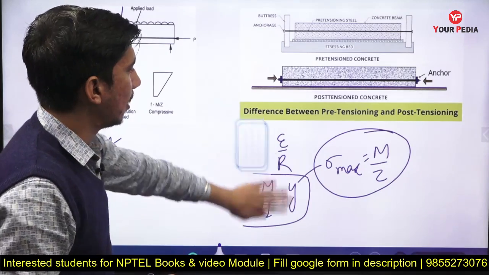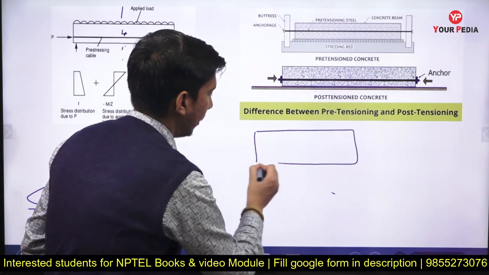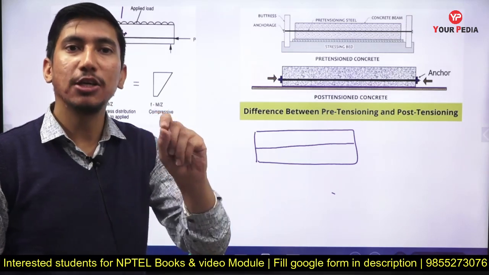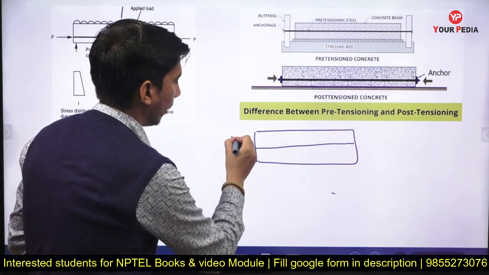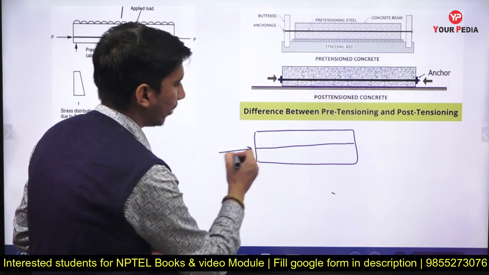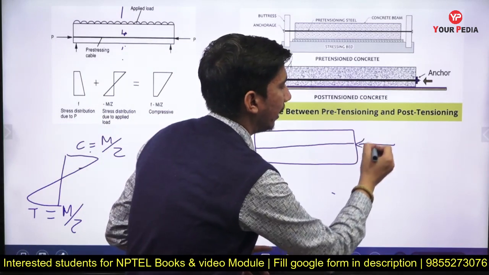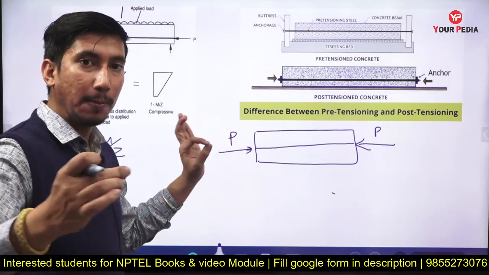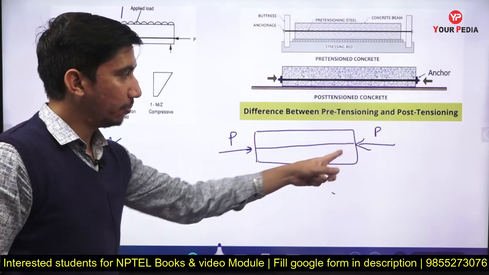In the first case, suppose we have provided the steel tendon at the neutral axis only, at zero eccentricity, at the center only, and now we are pulling it out. We are pulling it out because we are introducing compression in the concrete. Actually we are pulling it out, but basically compression will be induced in the concrete, so I have put the sign like this.